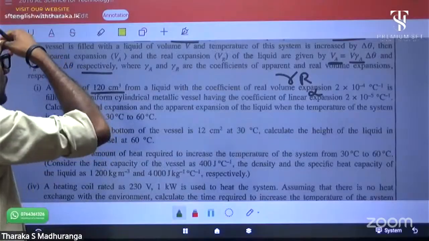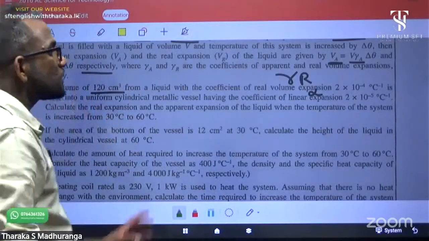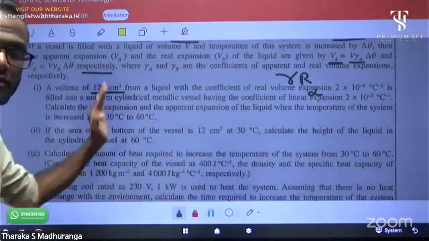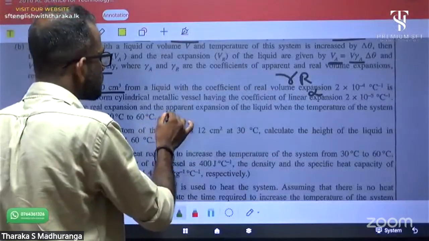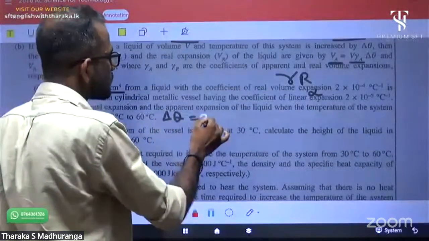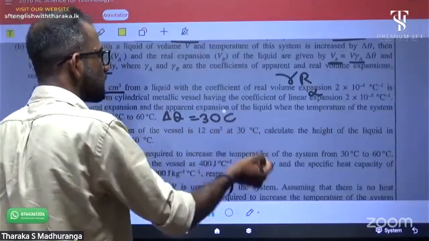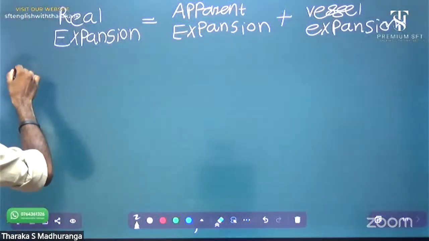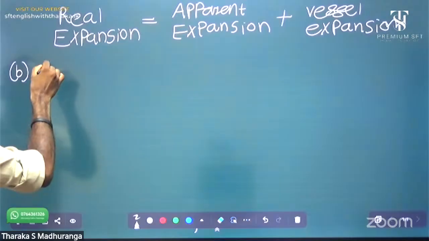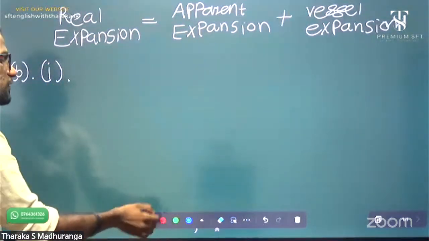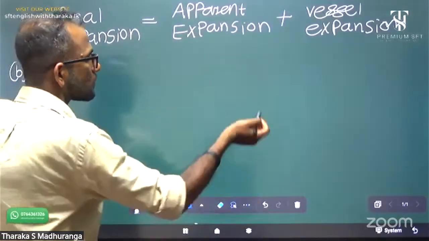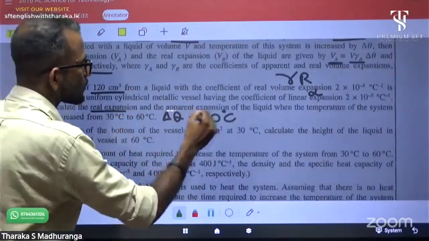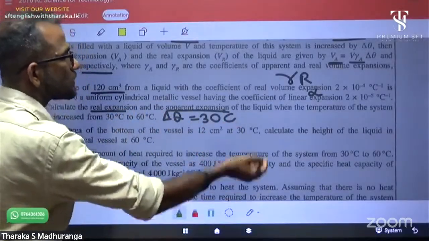Calculate the real expansion and apparent expansion of the liquid when the temperature of the system is increased from 30 to 60. Then what is the temperature difference? The temperature difference is 30. Delta theta equals 30 Celsius. The question asks what is the apparent expansion and what is the real expansion? Real expansion and apparent expansion.